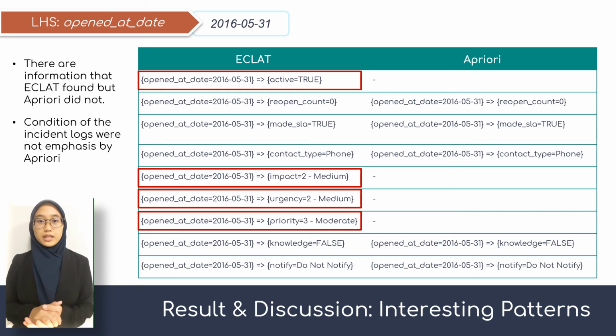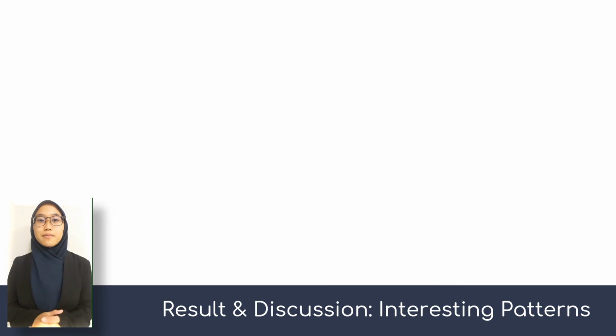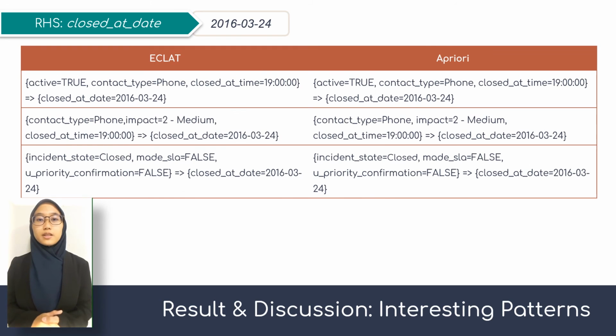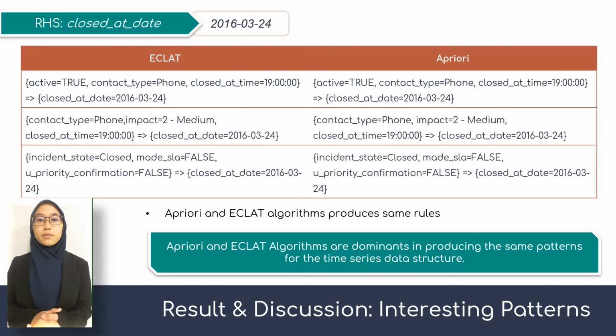log is moderate. In the same manner as the left-hand side, close-at date with the date 24th March 2016 was used. It can be seen in the table that the patterns generated by a priori and eclat are the same for that date. Overall, the interesting pattern found between both algorithms is that eclat is able to come out with patterns that a priori did not, and both algorithms are dominant in providing the same patterns for time series data structure.